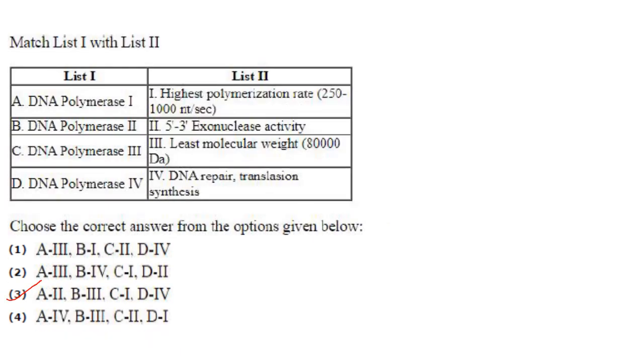Then polymerase and their properties. DNA polymerase 1 has 5' 3' exonuclease activity. DNA polymerase 2 has least molecular weight, 80,000 Daltons. And DNA polymerase 3 has highest polymerization rate, 250 to 1000 nucleotides per second. And DNA polymerase 4 is DNA repair, translesion synthesis. So the answer here is A2, B3, C1 and D4.